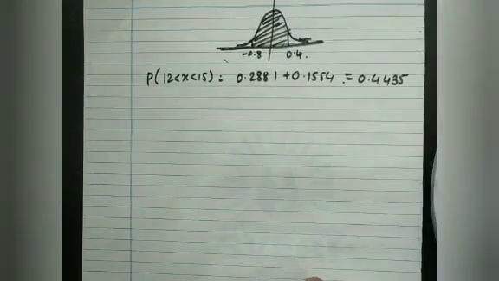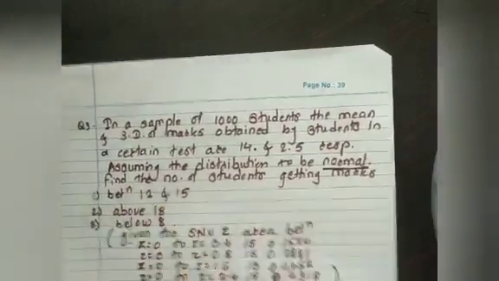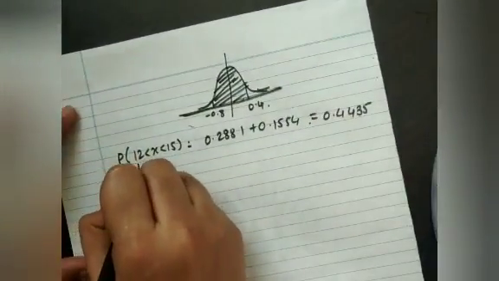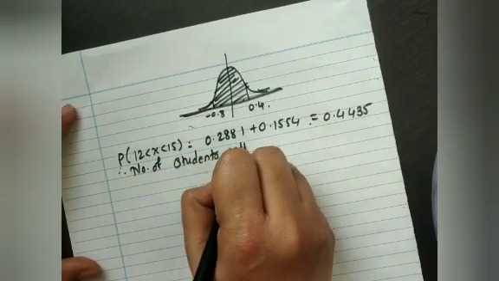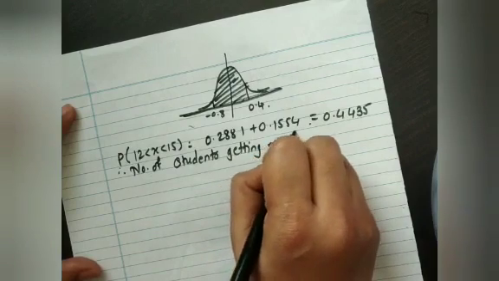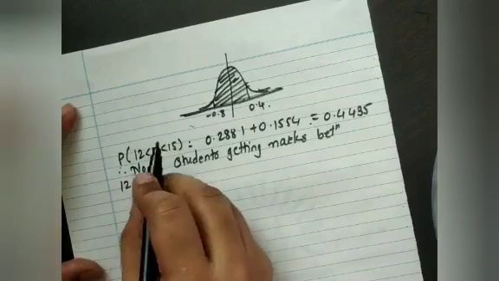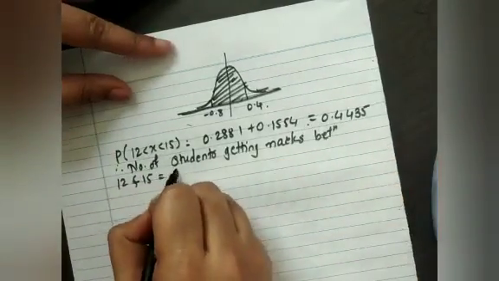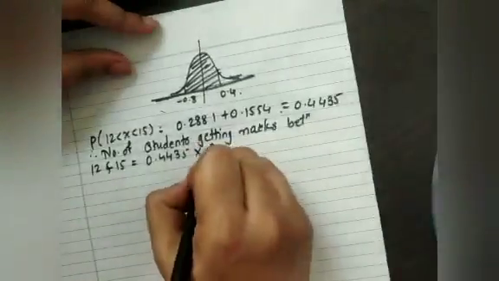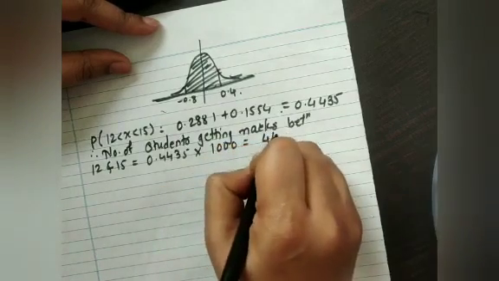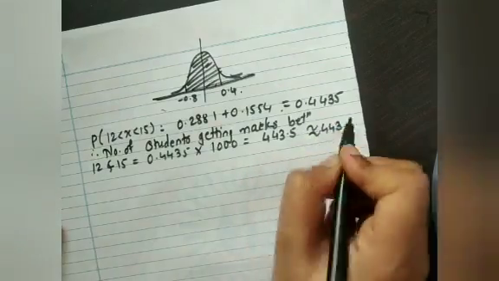This is your first answer. We'll go to second. It also asks the number of students. Therefore, the number of students getting marks between 12 and 15 is equal to the probability of between 12 and 15, which is 0.4435, into the total number of students. 1000 students are there, so which is equal to 443.5. So we'll round it up to 443.